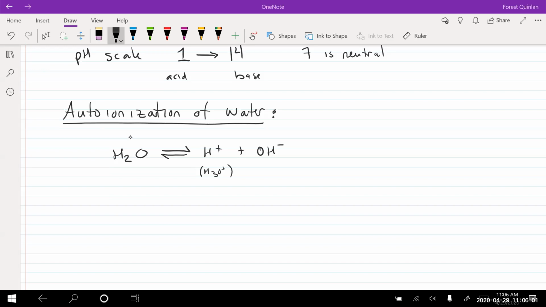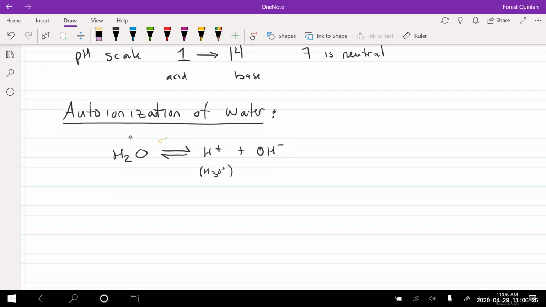Now, there's a problem with that. If the water could do that successfully all the time, we would not have any water. Note that as soon as it takes this H and this OH, they're going to be sitting right next to each other. So they're immediately going to go right back to make that H2O. Thankfully, now we have liquid water still.